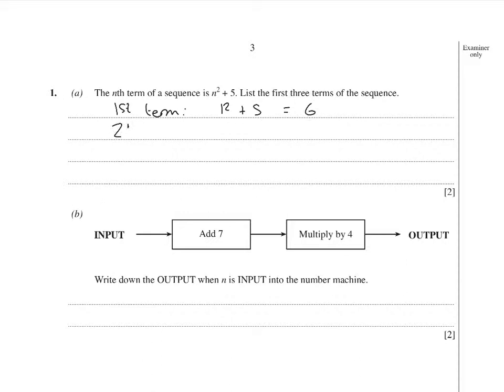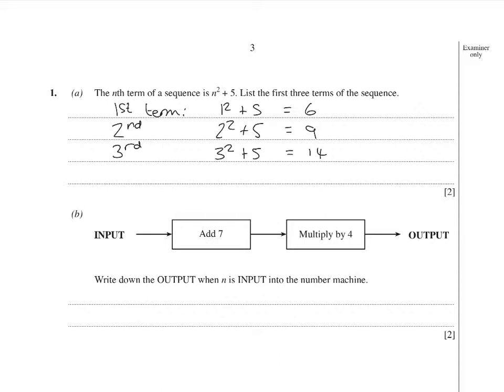For the second term, we would change it to 2 squared plus 5. 2 squared is 2 times 2, which is 4. 4 add 5 is 9. And for the third term, you do 3 squared, which is 3 times 3, which is 9, and add 5 is 14. Okay, so if you were asked to find the 20th term, we'd do 20 squared plus 5. If you were asked the 100th term, 100 squared plus 5.